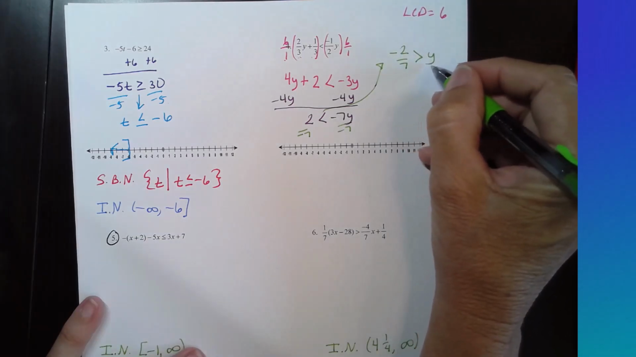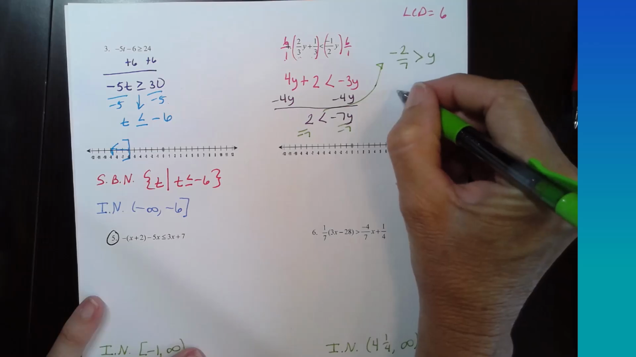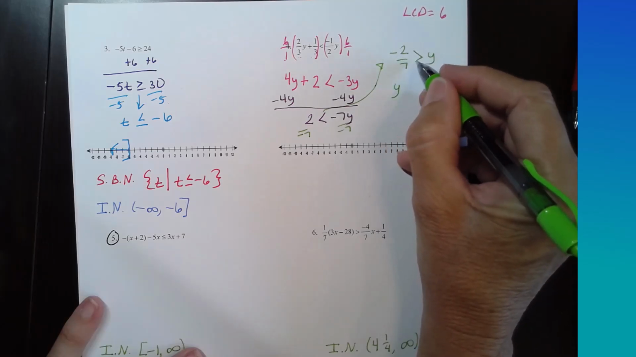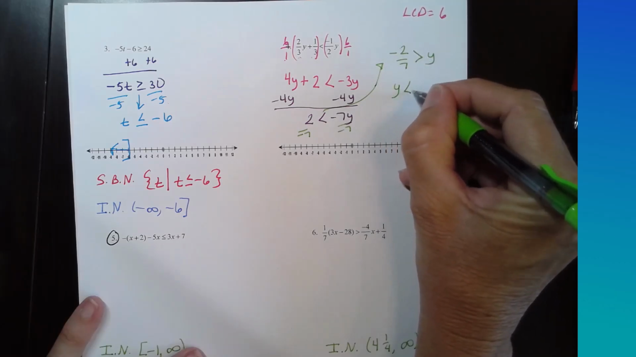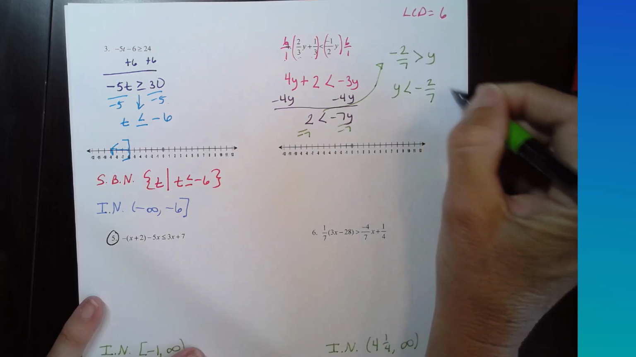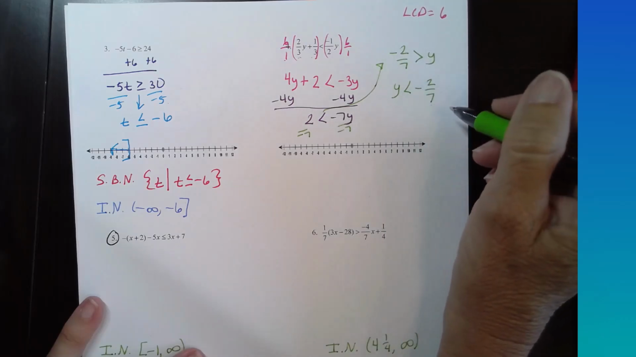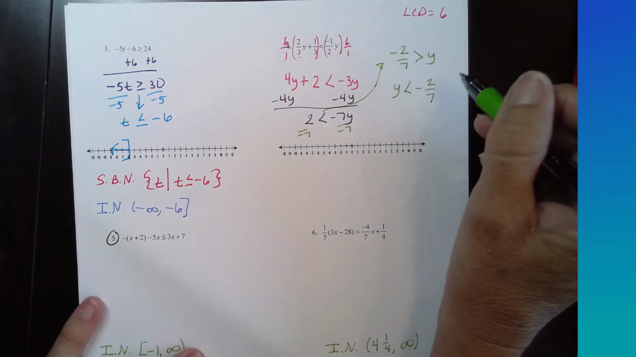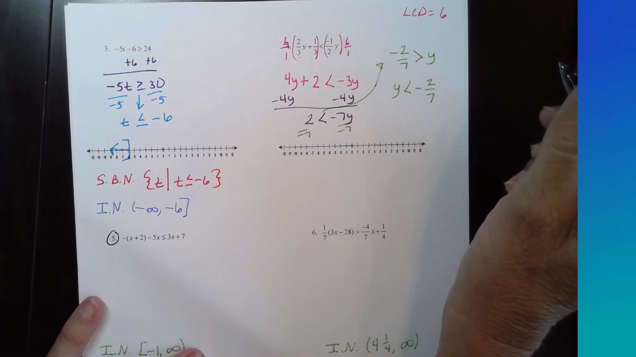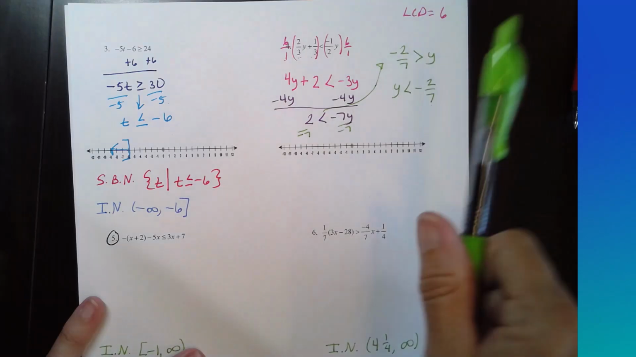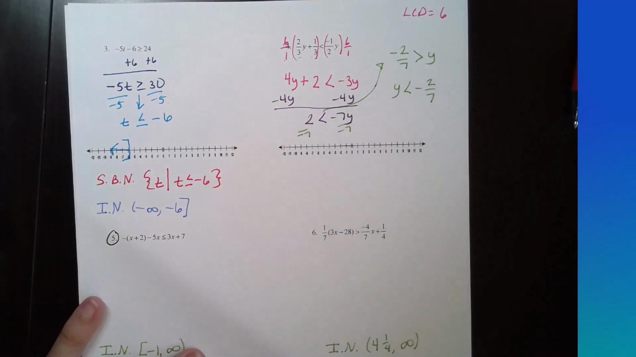So again, some students don't like to write the variable on the right-hand side, so we'll write it to the left. This says -2/7 is greater than y, so y is less than -2/7. I have not changed the answer. I've just written it in the form where the variable is on the left-hand side instead of on the right-hand side. So where's -2/7? You can grab a calculator and type that in.